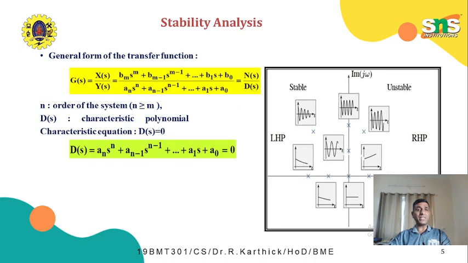Now you can see this represents the general form of a transfer function, where G(s) is given by N(s) over D(s). Here you can see the N(s).